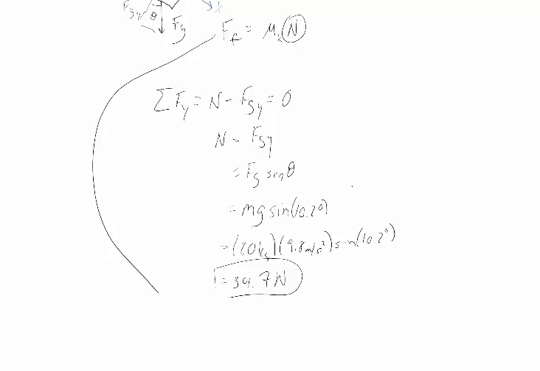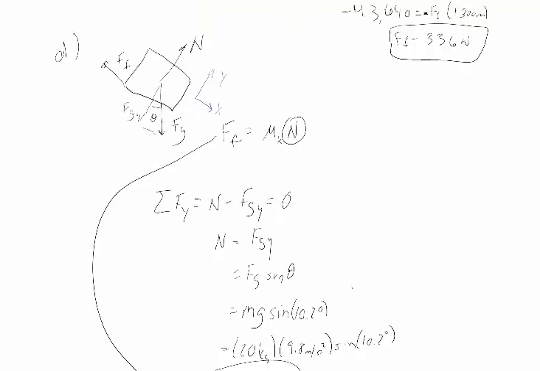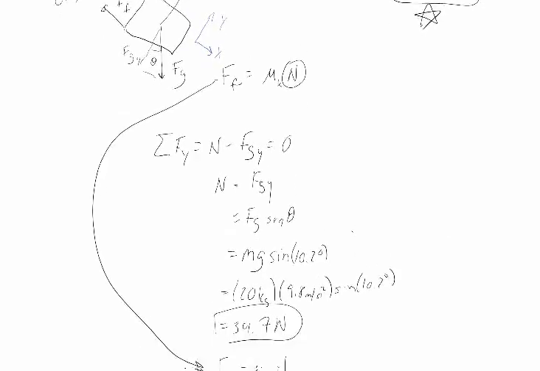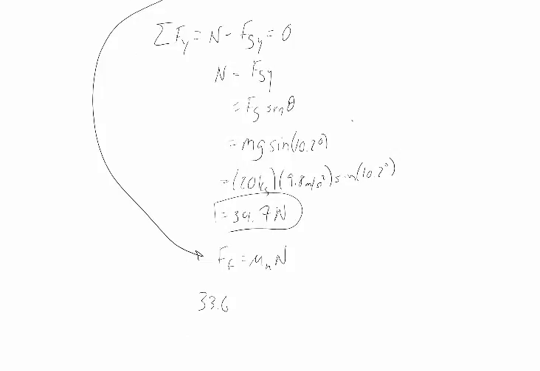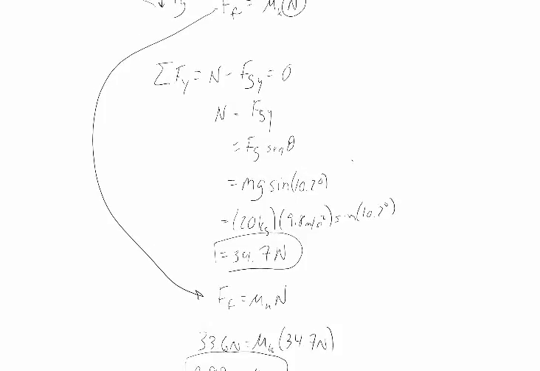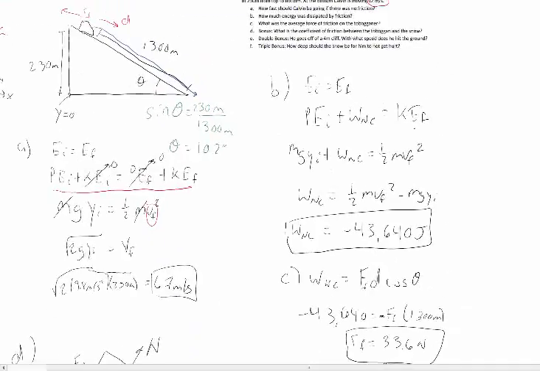Then if I bring this equation the whole way down, the force of friction is just equal to mu k times the normal force. Well, I have the force of friction up here, just 33.6 newtons. So I get 33.6 newtons is equal to mu k times 34.7 newtons. If I just divide that out, I get that mu k is equal to 0.97, which is actually a little high for a toboggan on snow. So hopefully I've got those numbers correct. So that's that.